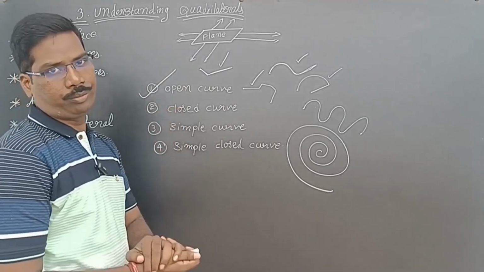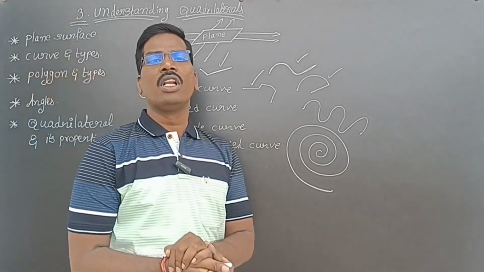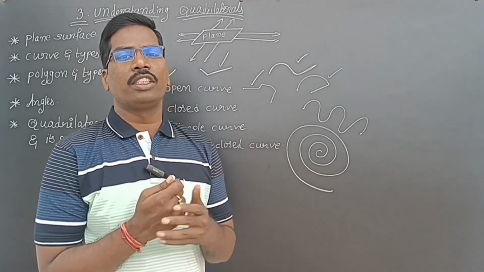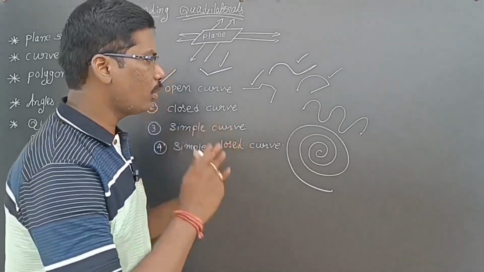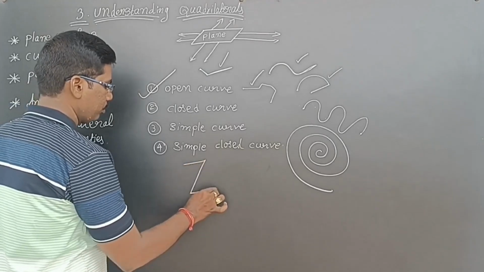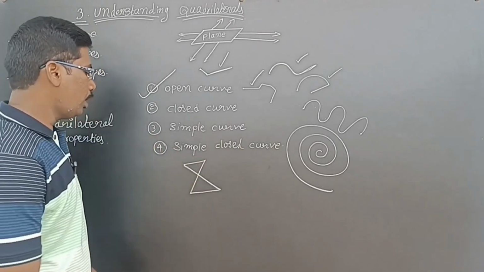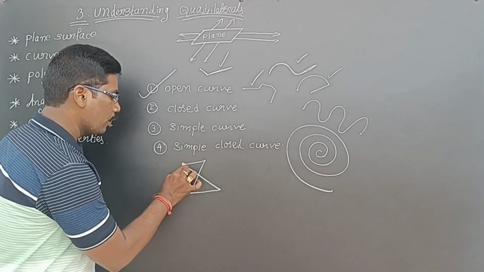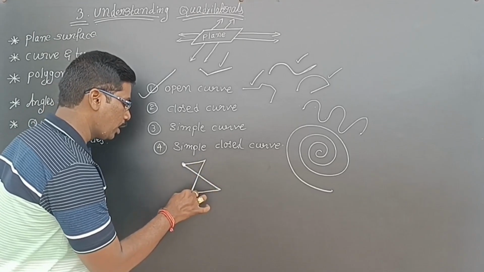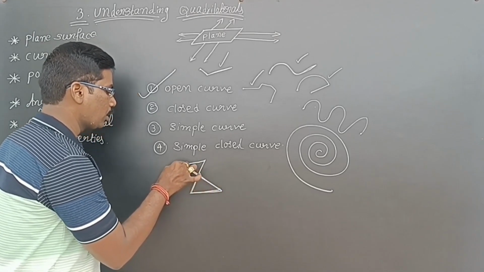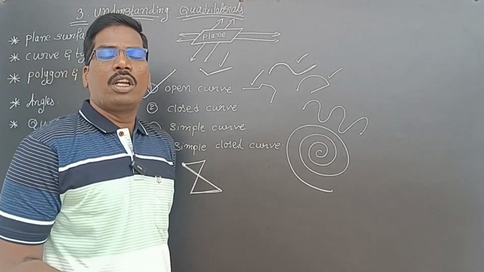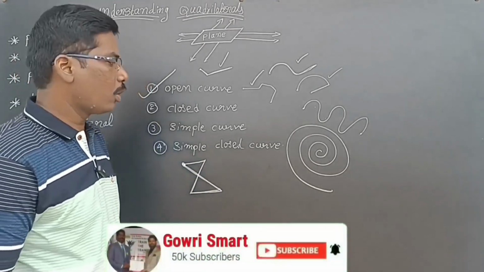Next, closed curve. The curves which have the same starting and ending point are called closed curves. Now let us see. See here, I am starting here. Again, I am ending there only. So I am starting here, I am drawing like this, like this, like this. So where I am starting, there only I am ending. So that is called a closed curve.